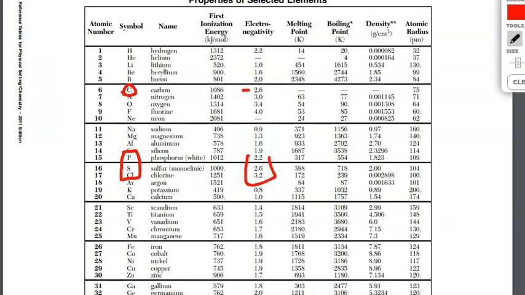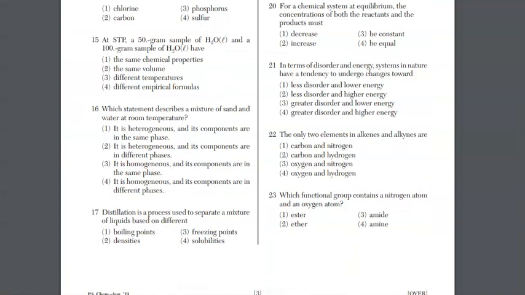At reference table S, I circled the 4 choices. Carbon is 2.6 for electronegativity. Down here we have phosphorus, sulfur, and chlorine, and you'll notice chlorine has the highest value. That is your answer.